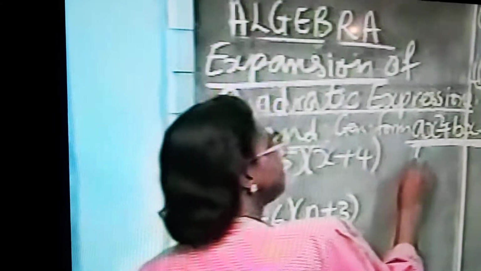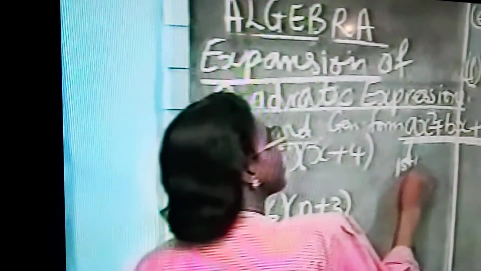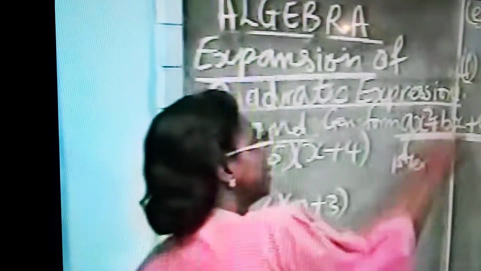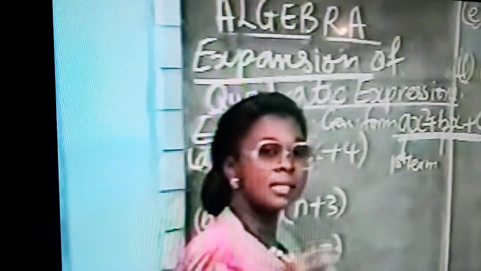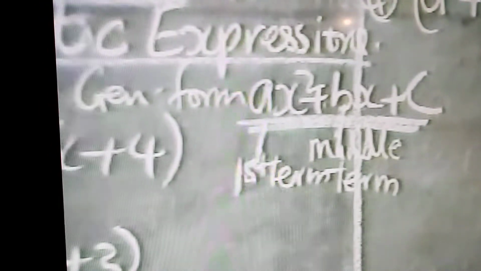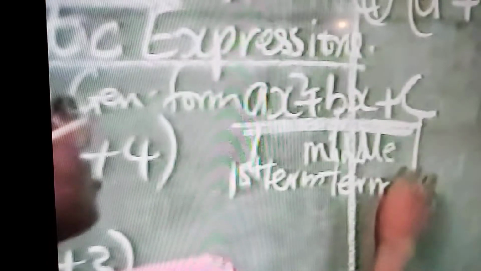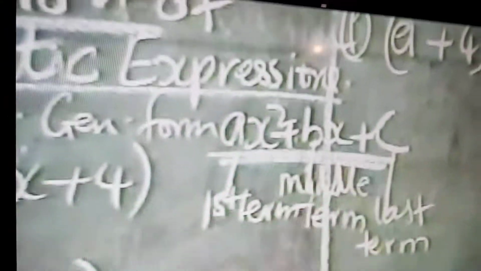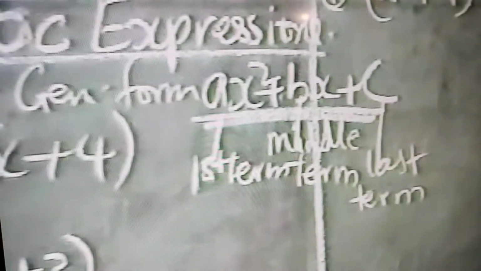The first term is the squared term. The middle term is the second term. And then c is either the last term or usually the constant. It may be a number, but it doesn't have to be a number. So let's call it the last term. So all quadratic expressions are expected to be in that form. You get the square term, the middle term, and the constant.